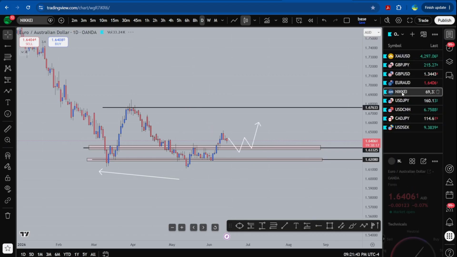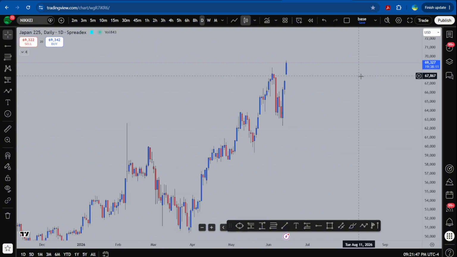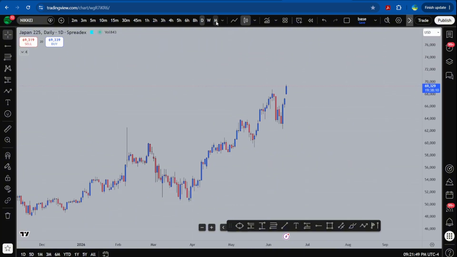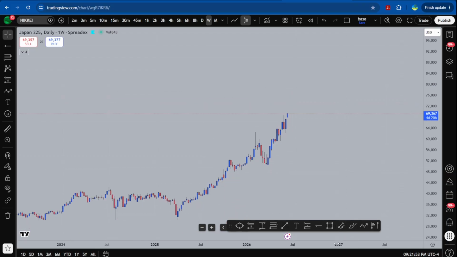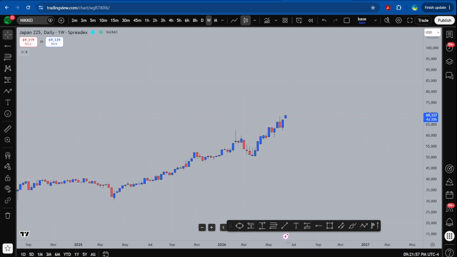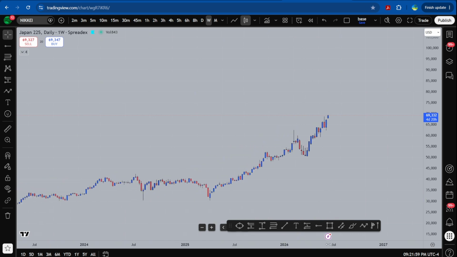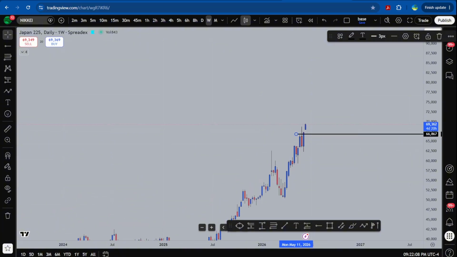So let's go on to the next. Let's go to my second favorite pair. This is like a cheat code when the markets are moving. All right, so here we go. I believe we pronounce this Nikkei. I always pronounce it wrong. Right now we are on the weekly. Let me see if I can blow this up a bit.